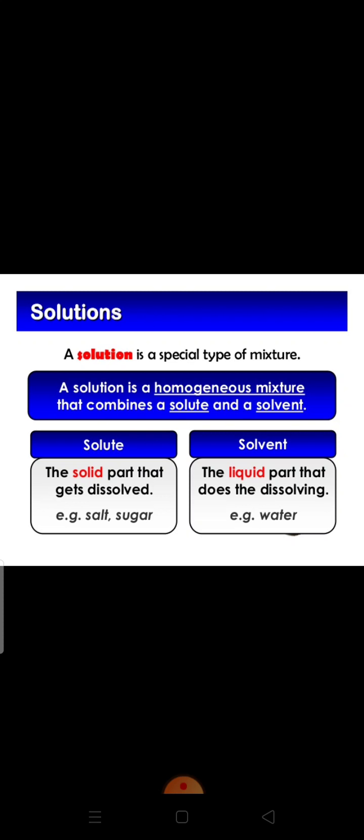In this solution, the solid part that gets dissolved is called solute. So salt and sugar are solutes. And the liquid part that does the dissolving is called solvent. So in this solution, water is the solvent.